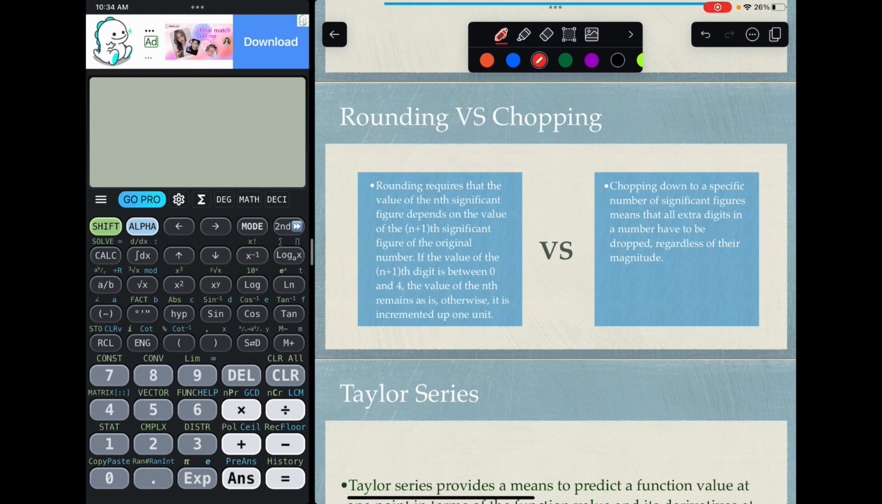But in chopping, regardless of whatever the last term is, let's say we write the first 3 significant figures. We look at the 3 significant figures, regardless of whatever the 4th significant figure is. We just totally remove, or truncate, those.